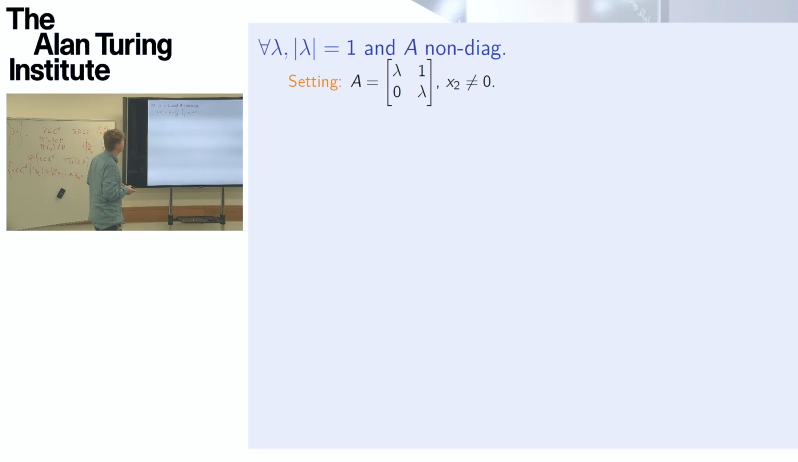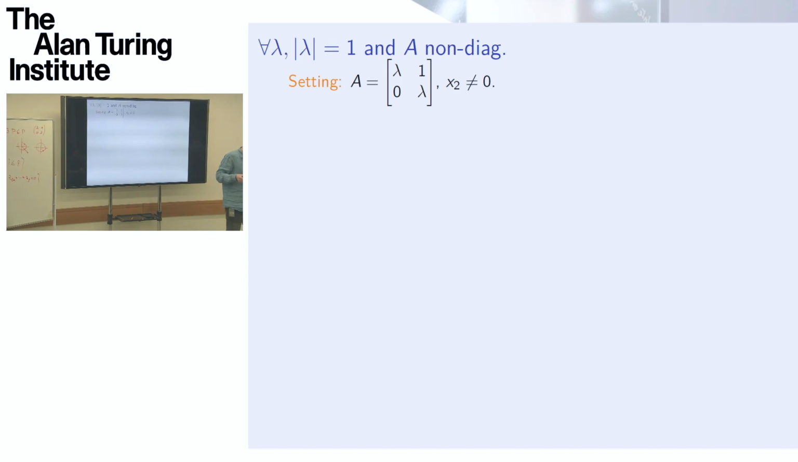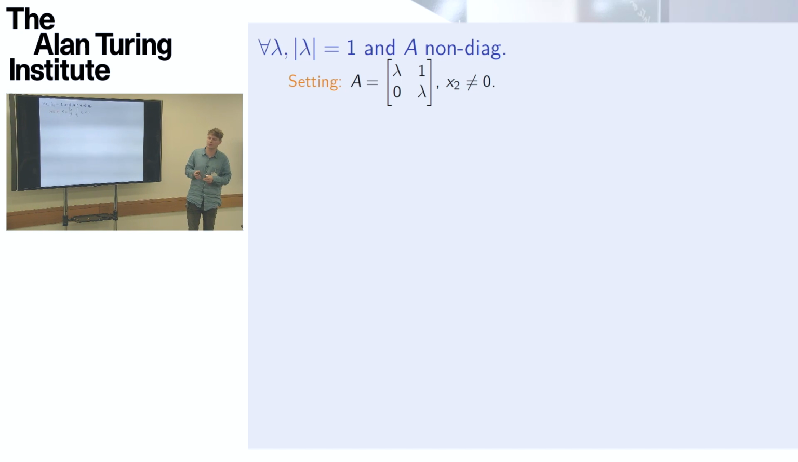Okay, let's move on to the third convenient block case. It's where I have a non-diagonal block. Here I'm not looking only at the last non-zero coordinate, but at the last non-zero coordinate and the coordinate just before. Actually, it's the coordinate just before that's going to diverge, okay? Let's look at this.